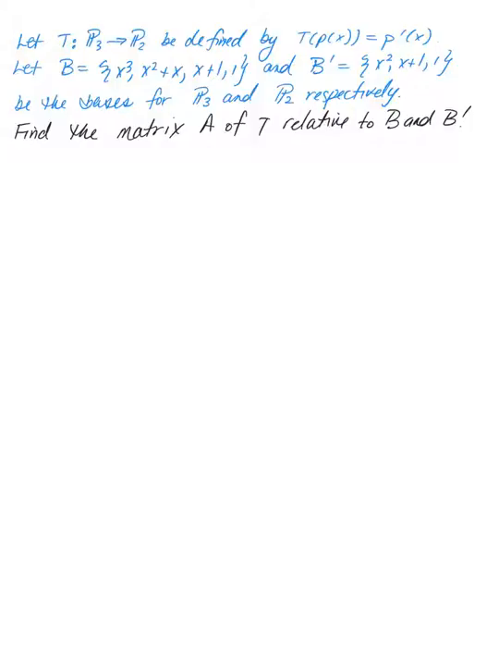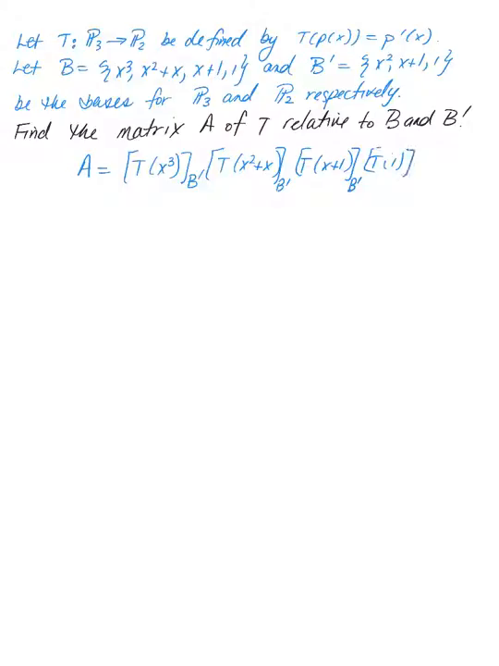So we're just going to start by remembering that A is just equal to T of the basis vectors, and then written in terms of the basis B prime. So T of x cubed, T of x squared plus x, T of x plus 1, and T of 1. And again, because each one has to be in terms of the basis B prime, we're just going to use the notation that explains that that's what we're getting. And then A itself is a matrix. So we're just going to compute the columns of A.